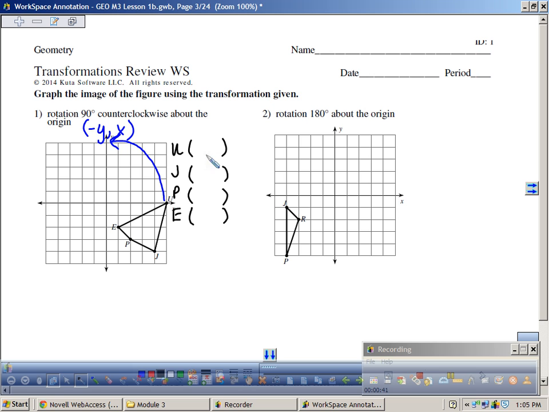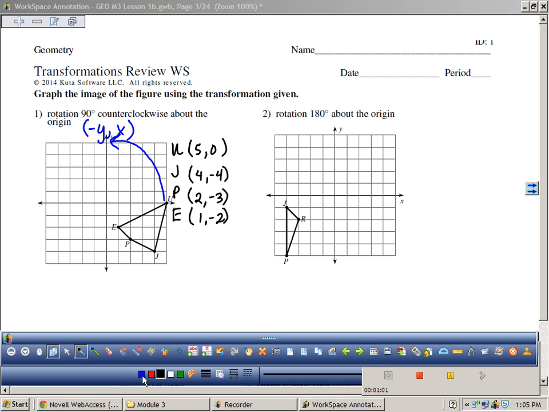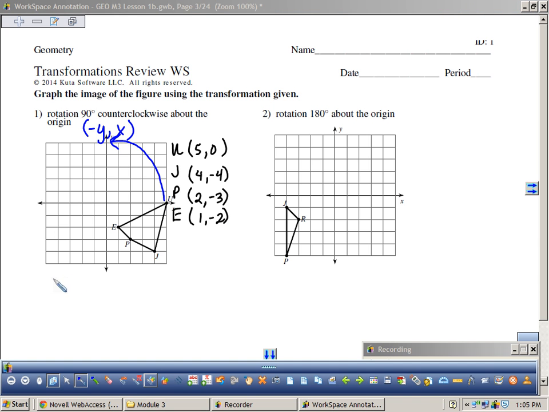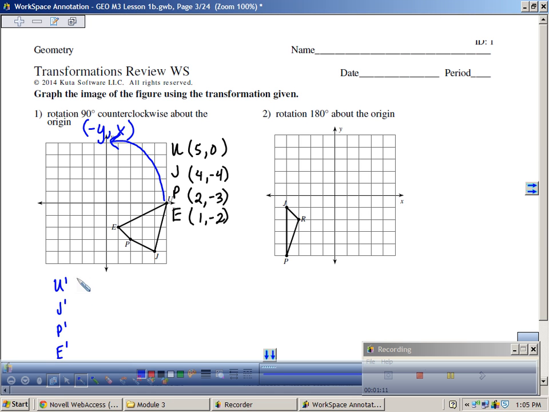Guys, help me out with these coordinates. What's U? 0, 5. Thank you. What's J? 4, negative 4. Awesome. And P? 2, negative 3. And E? 1, negative 2. Okay, I'm going to apply my transformation. So I'm going to get U prime, J prime, P prime, E prime.